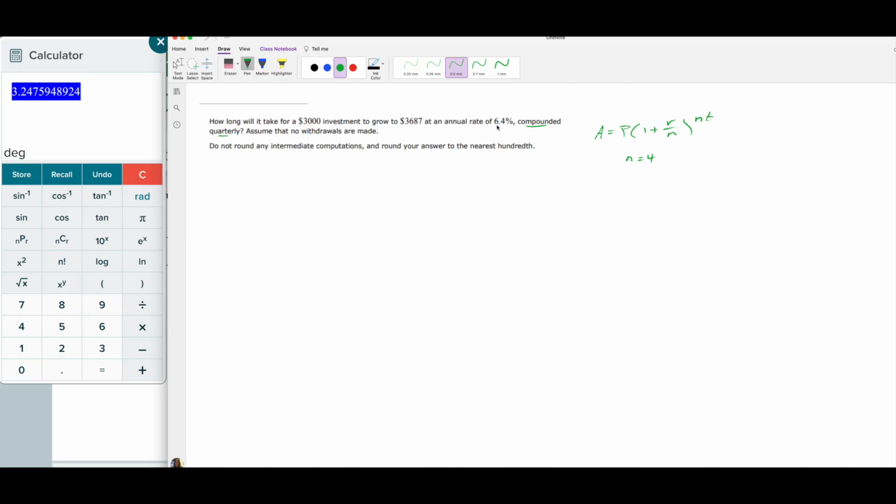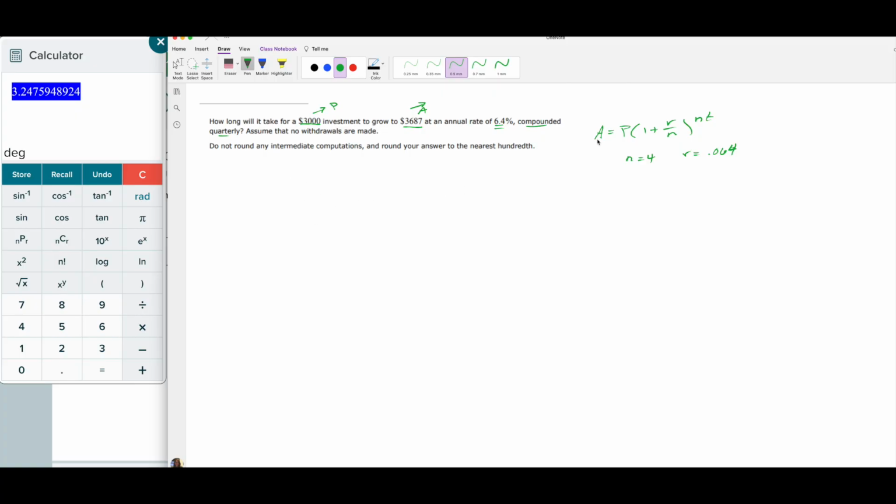So let's see, we know that the rate is given, so R is going to be, I'm going to go ahead and write that as a decimal, 0.064. If I'm investing $3,000, that's my P. And if I have $3,687 after the interest, so as it's grown, then that's my A. So I'm ready to go ahead and plug in.